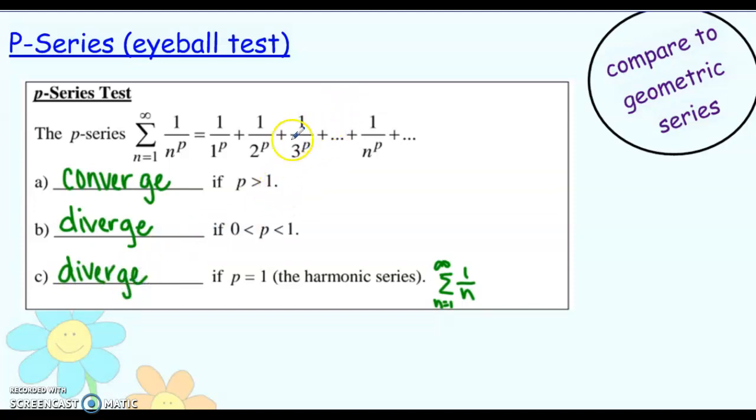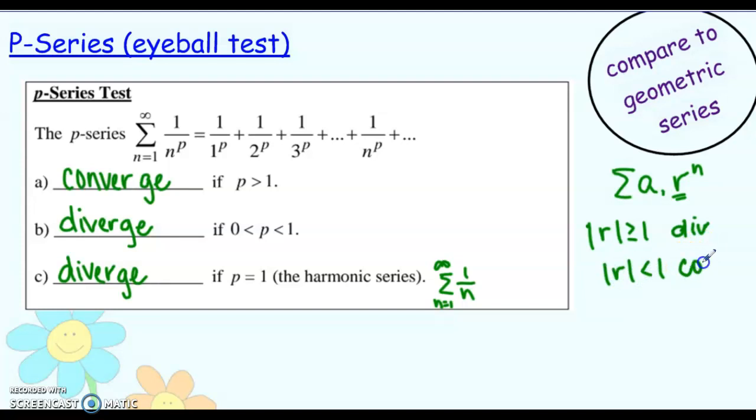And you have to be super careful because in these two tests in particular, comparing the p-series and the geometric, for the geometric, when we've got our r value that we're looking at, as long as the absolute value of r is greater than or equal to 1, then it diverges. And if the absolute value of r is less than 1, then it converges. So it's a little bit different than what we've got here. So you have to be really, really careful with these two series. But let's take a look at a couple.